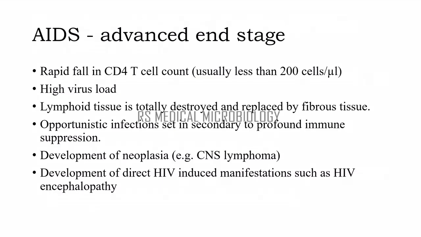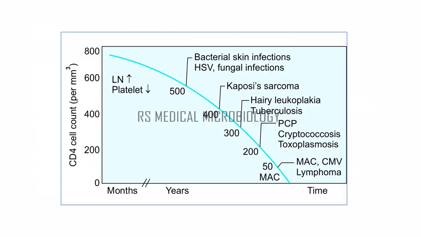Later on, when the disease goes into advanced stage, there's a rapid fall in the CD4 cell counts, and high viral loads are there. The lymphoid tissue is finally given up and it is replaced by fibrous tissue. There are a number of opportunistic infections, development of neoplasias, and development of HIV manifestations like encephalopathy.